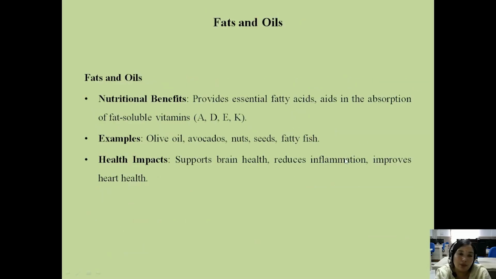Then come to fats and oils. Fats and oils have nutritional benefits. They provide essential fatty acids in your body and aid in the absorption of fat-soluble vitamins: vitamin A, vitamin D, vitamin E, and vitamin K. Examples: olive oil, avocados, nuts, seeds, and fatty fish. The health impact is that it supports your brain health, reduces inflammation, and improves your heart health.